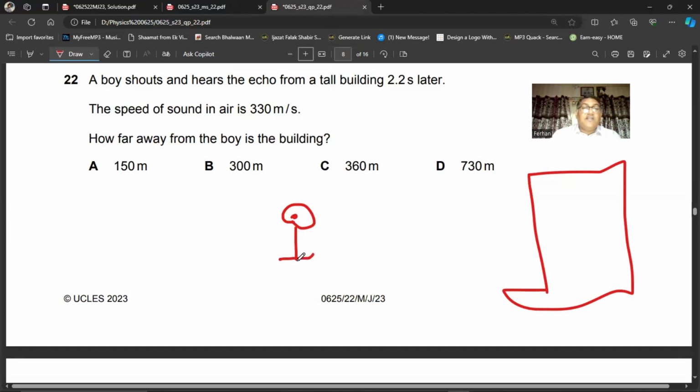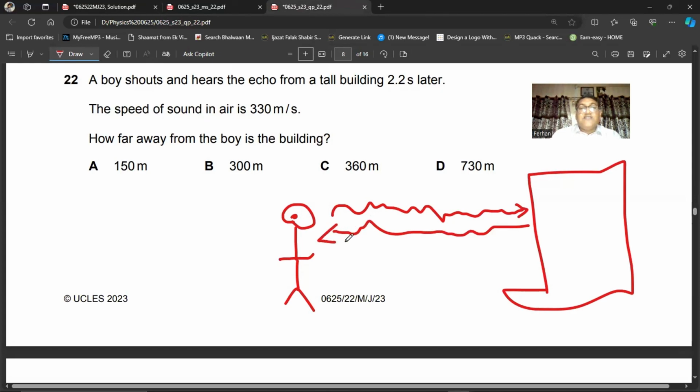So he produces that sound. And what the sound will do, the sound will go there, and then this sound will be reflected and it will come back. It went and came back. It took 2.2 seconds. We know the speed of the sound, so I will multiply the time with the speed of the sound. That will be the distance covered by that sound wave in going and coming back. So the distance between the boy and the building will be half of that distance.